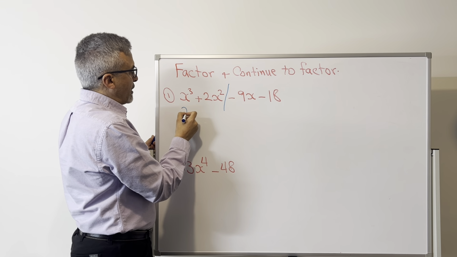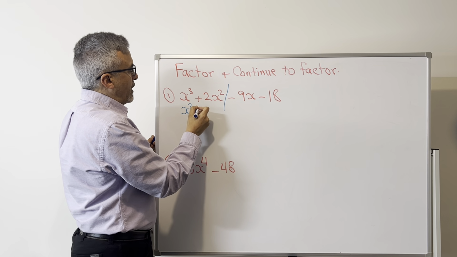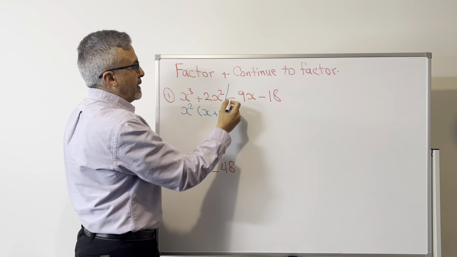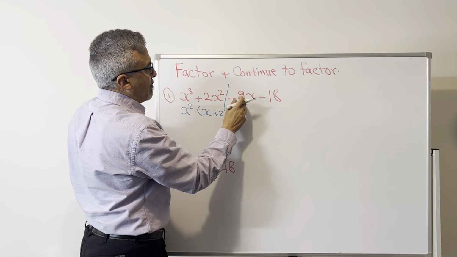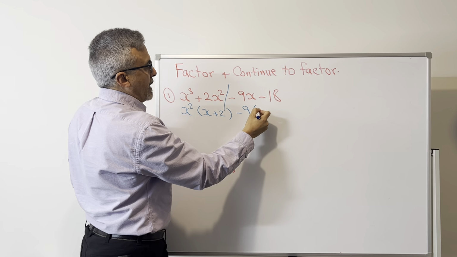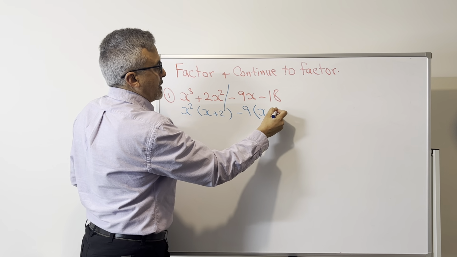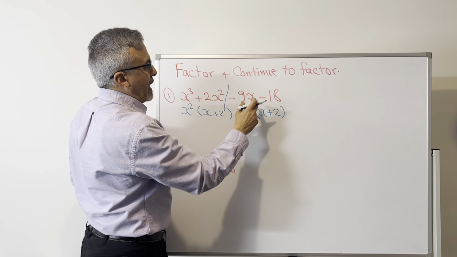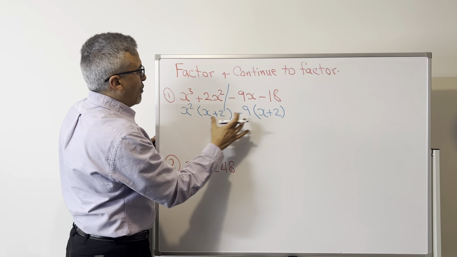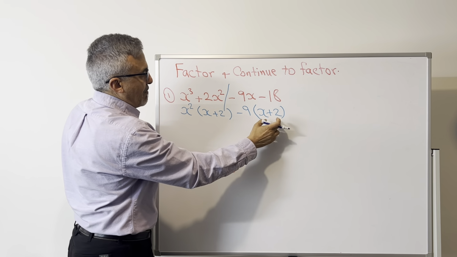The greatest common factor will be x squared, and you're going to end up with x plus 2 inside the brackets. And then from here, take out the negative 9 as the greatest common factor, and you're going to get x plus 2. Remember, when you take out the negative 9, it's a sign change in here, so that's going to be plus 2. Now, as you look, both of these terms have x plus 2 in them.